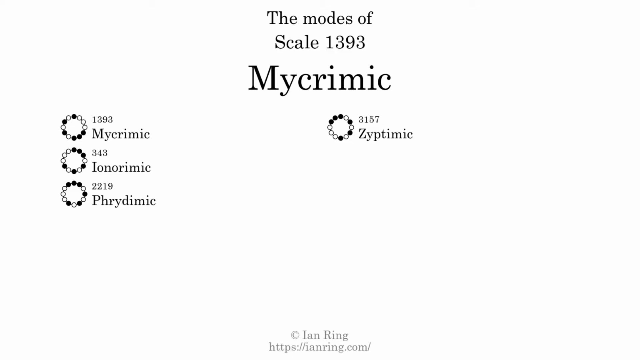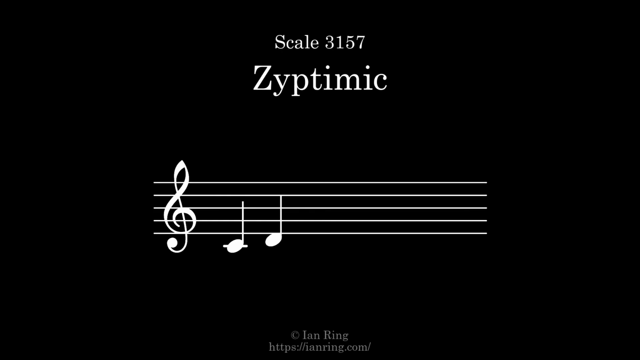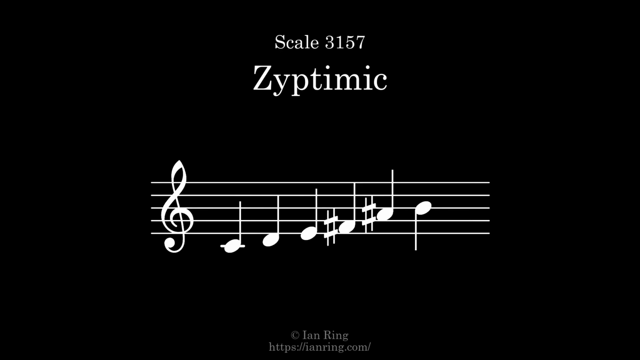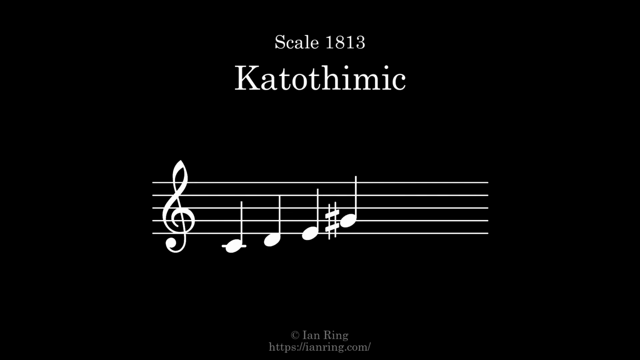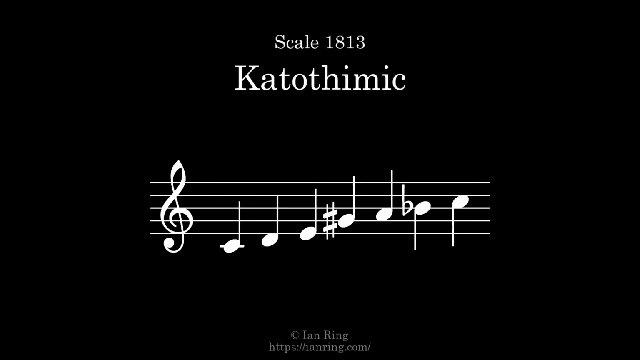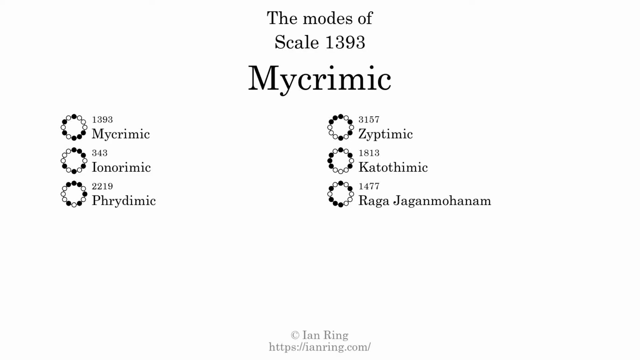The fourth mode is scale 3157, also known as Mycrimic. It sounds like this. The fifth mode is scale 1813, also known as catatonic. It sounds like this. The sixth and last mode is scale 1477, also known as Raga Jagan Mohanam. It sounds like this.